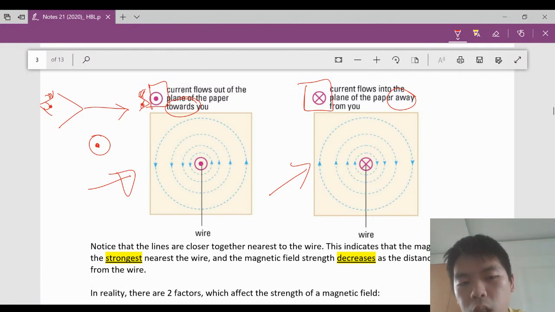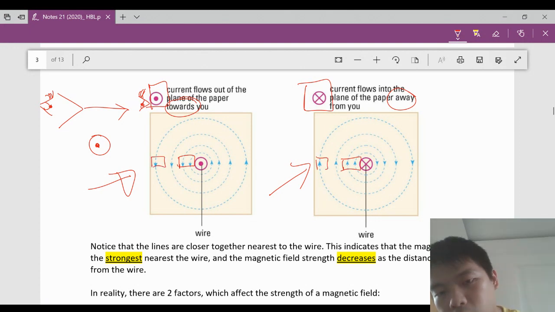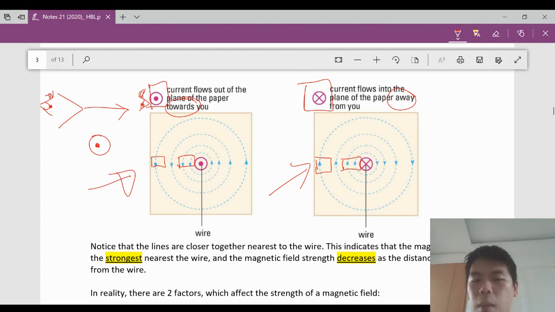Notice that in the middle here, you can see that the lines are closer as compared to outside. If we draw the same box, you notice that the number of field lines is lesser outside as compared to nearer towards the wire. What it means is that when you're nearer towards the wire, the magnetic field is stronger. When you are moving away from it, the magnetic field strength decreases. So we look at the density of field lines. The more lines there are, the closer they are, the stronger the magnetic field strength.